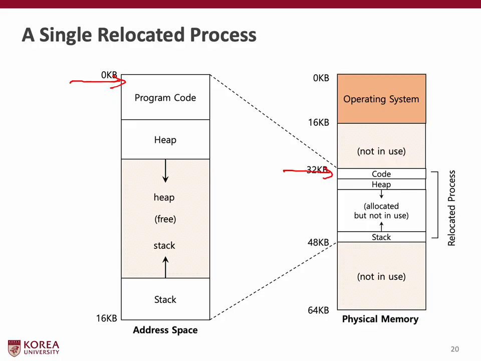then this address actually corresponds to a physical address 32 kilobyte. And similarly, if this process accesses 50 kilobyte in virtual memory to read the variable x, then this address should be translated to 47 kilobyte in physical memory. So this is the basic idea of address relocation. That is, even though the process thinks it starts at address 0, the OS can place it anywhere in physical memory without affecting how the process runs.